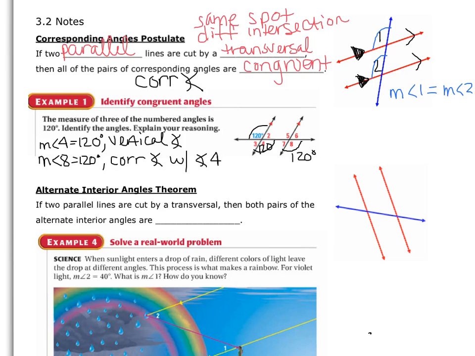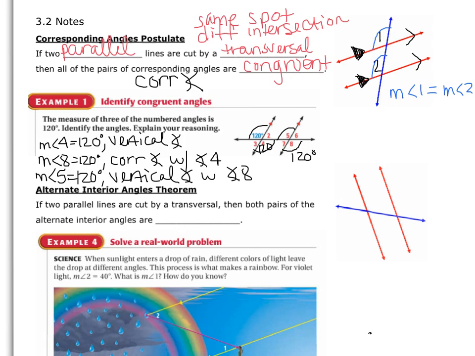And so there should be another one that is 120. And there are a couple of different ways we can find it. You see how here we have a pair of vertical angles, 120 and 4. Well, I could also come to this intersection and say, okay, 5 and 8 are vertical. So not only are 4 and 8 120, but angle 5 is also 120, and it is 120 degrees because it is a vertical angle with angle 8. So that's kind of how you use parallel lines.